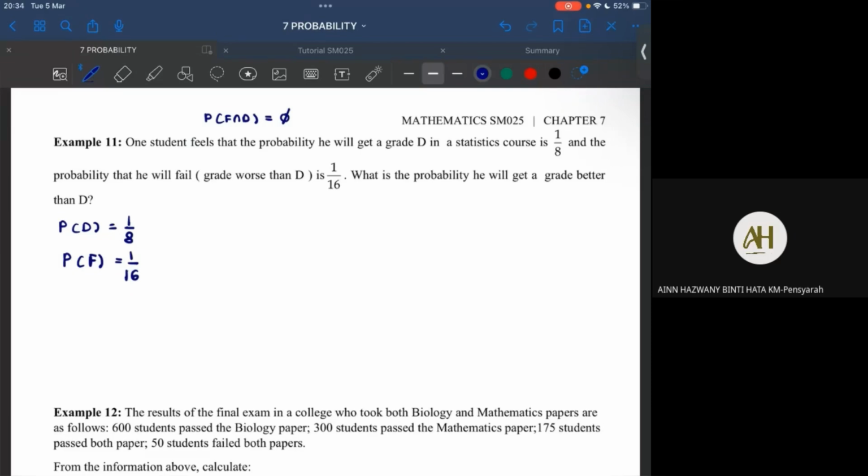Sekarang macam mana pula aku maksud he will get a grade better than D? Saya bagi kamu 30 saat fikir. Apa maksud grade better than D?